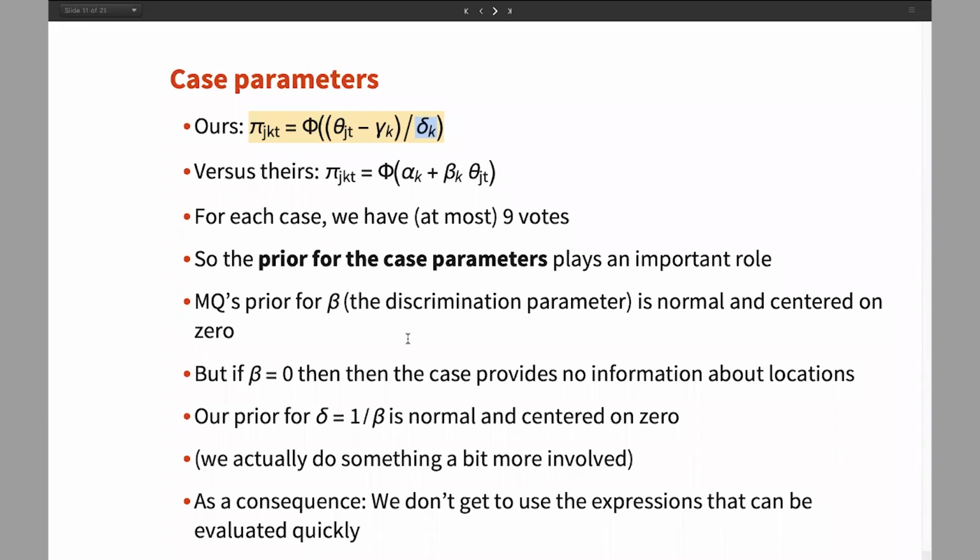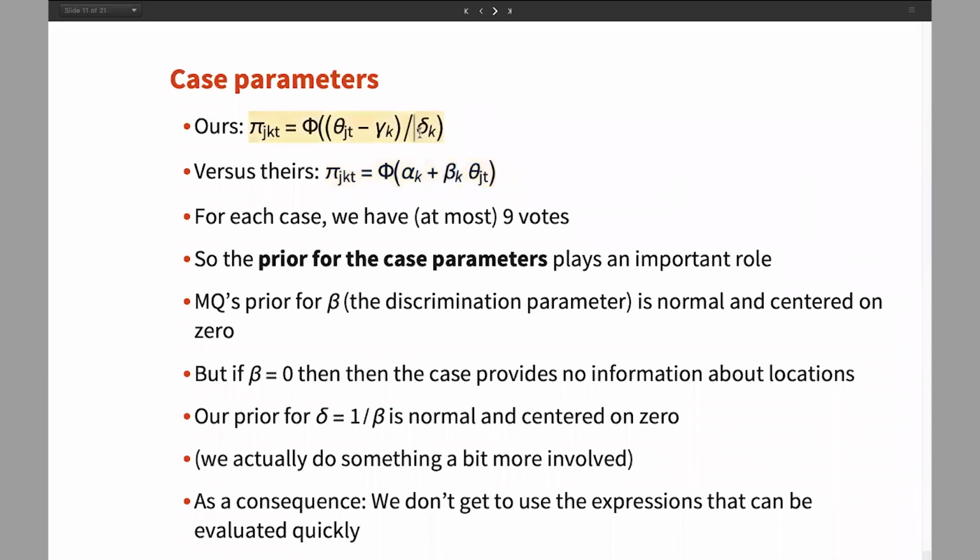So they, as I said, put a normal distribution on beta. Now, if you look at the expression up here for beta, they have a normal distribution that's centered on 0. Well, if beta happened to be 0, now the prior isn't going to make it 0, but it encourages it to be 0, right? Then, in fact, location doesn't matter. Everybody has the same probability. And so we're not going to get much information back that way.